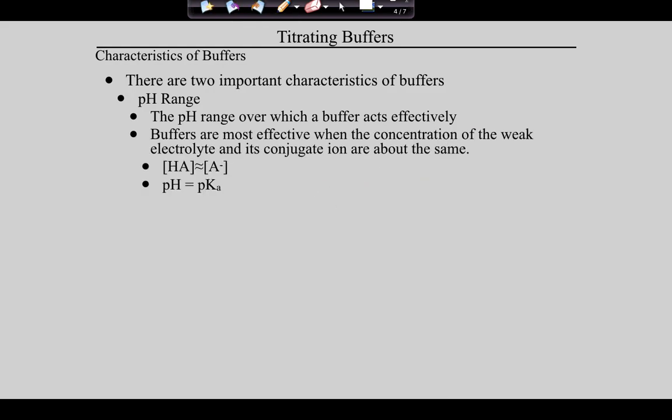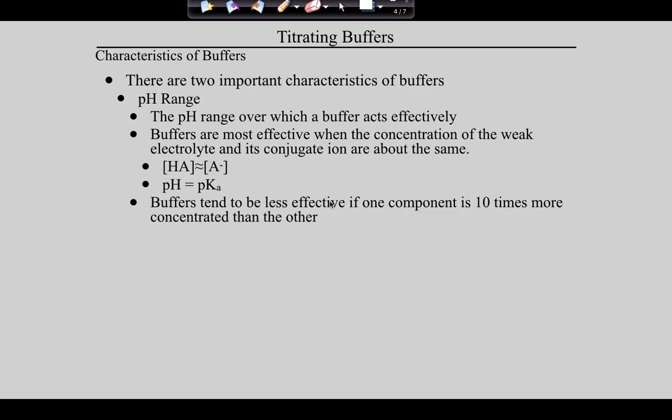And guys, the answer is this. Buffers work best when the concentration of the weak electrolyte and the conjugate ion are approximately equal. You understand when that's the case, pH is pKa, right? So if the weak electrolyte and the conjugate salt have the same molarities, then pH is pKa. And buffers tend to be the most effective when those are about the same. But there's a limit, and that limit is tenfold, or 1 order of magnitude.